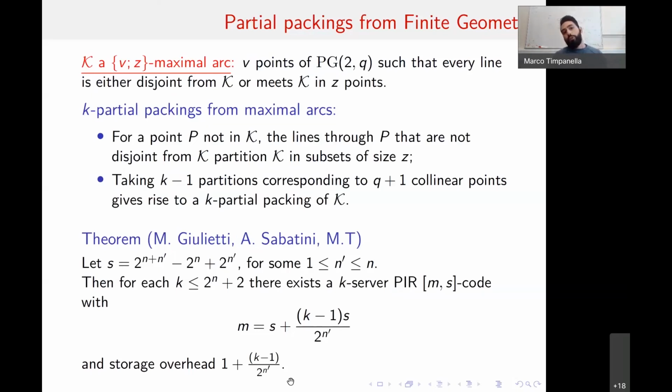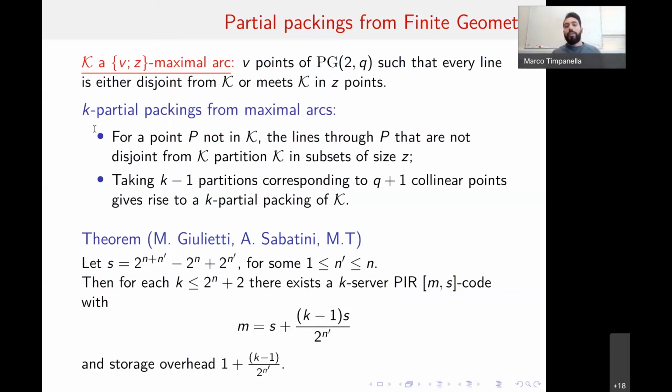Other objects from which we can obtain k-partial packings are maximal arcs. Here, a maximal arc K is a set of v points of the projective plane with the property that every line of the plane is either disjoint from K or it meets K in exactly z points. And how can we obtain k-partial packings from these objects?